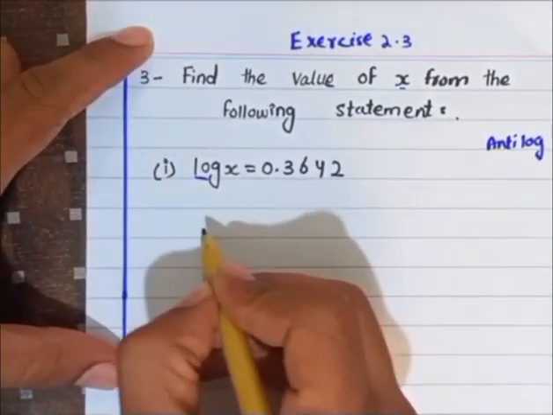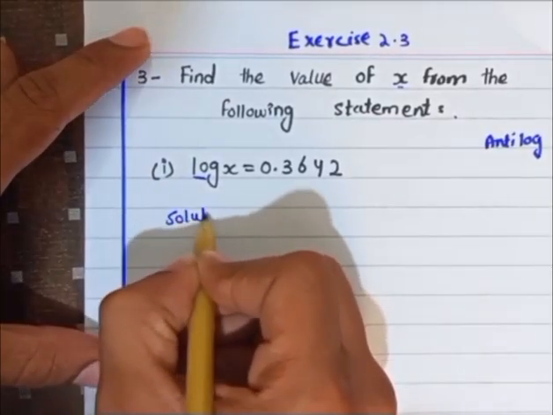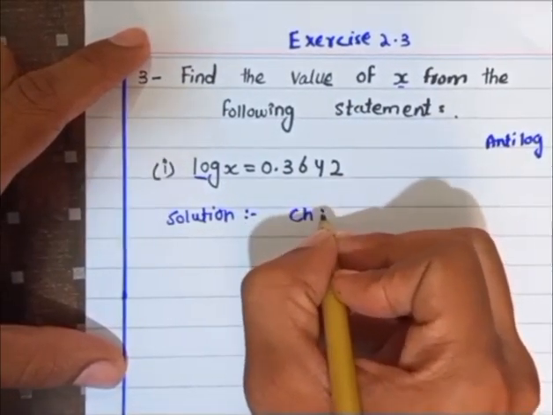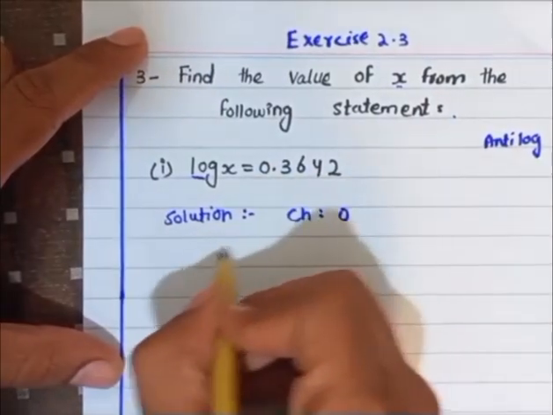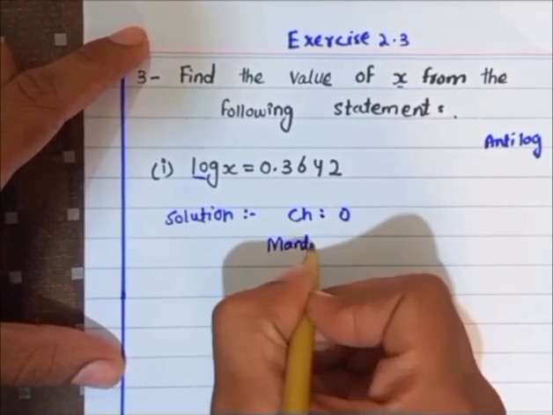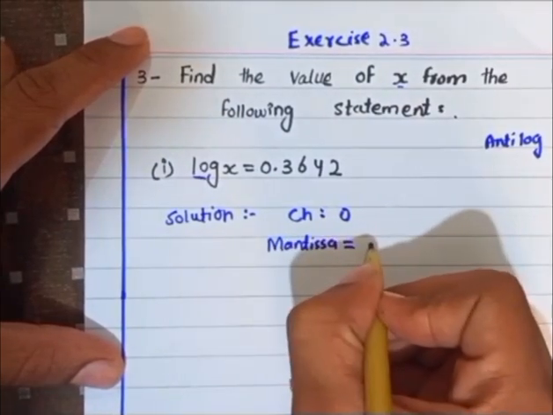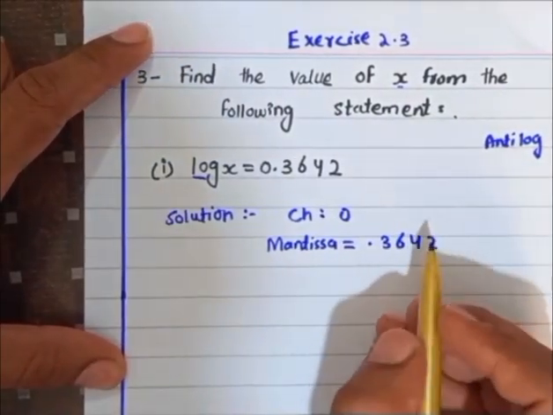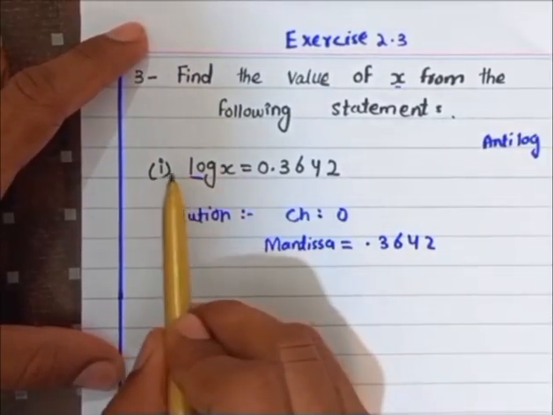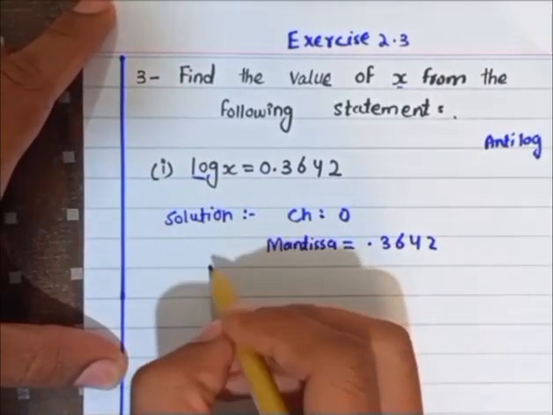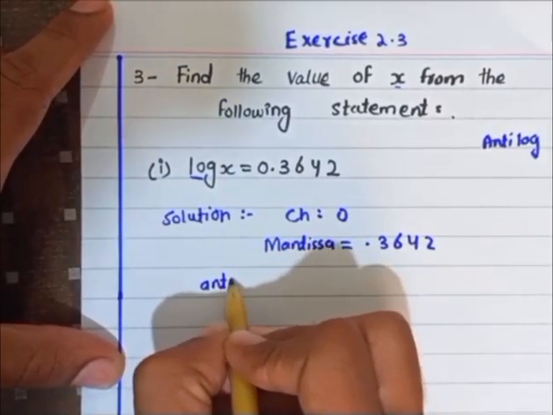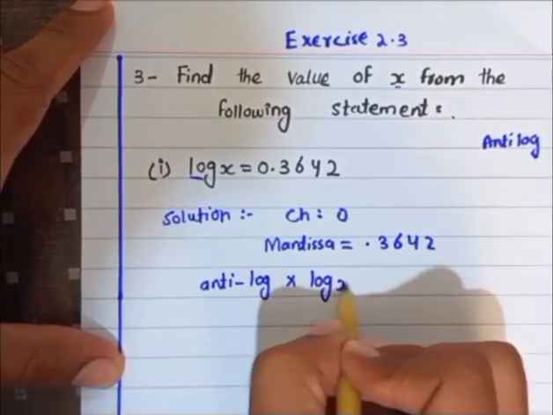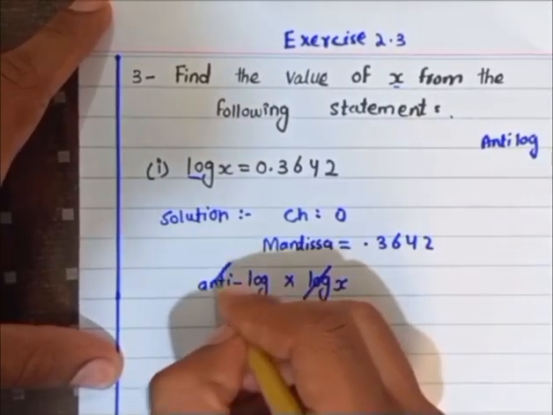In the process, I will first separate its characteristic. My characteristic is 0 and the mantissa is 0.3642. This is my mantissa. I need to find the value of x. For that, I will cut this log by bringing anti-log, which means the opposite of log. Anti-log multiplied by log x, so I will cut this log with this anti-log.